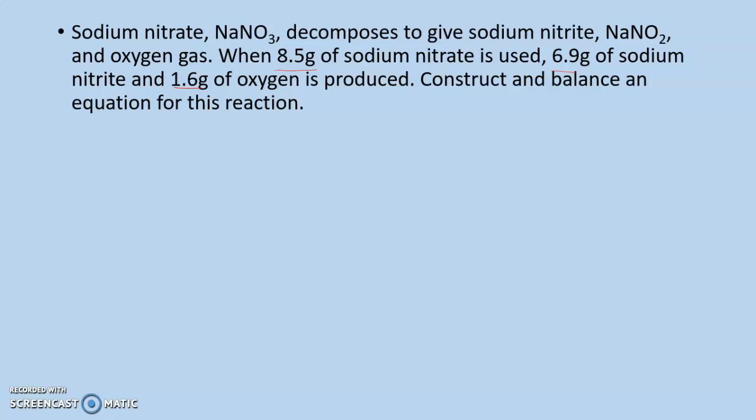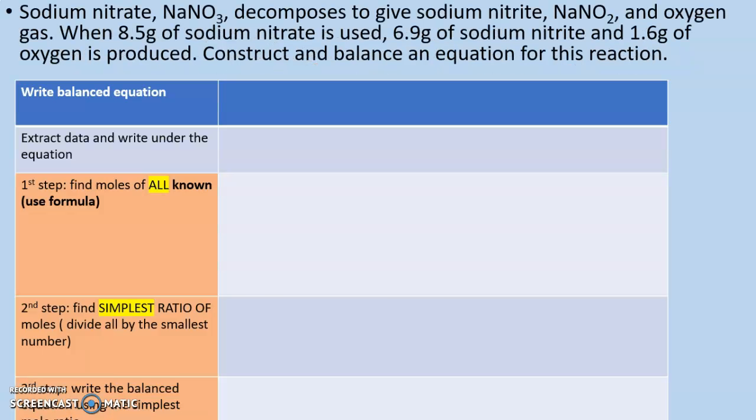This time you've been given masses of everything, and now you have to find the moles. So in a way, you're working backwards. In the previous set, we had found the mass of oxygen, but this time you're going to work backward and use the masses to find the mole ratio. Again, as before, I'm using very simple steps. The steps are slightly different and I'll explain as we go along.